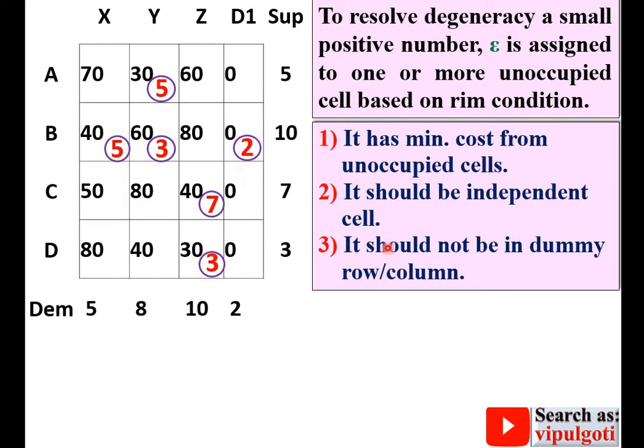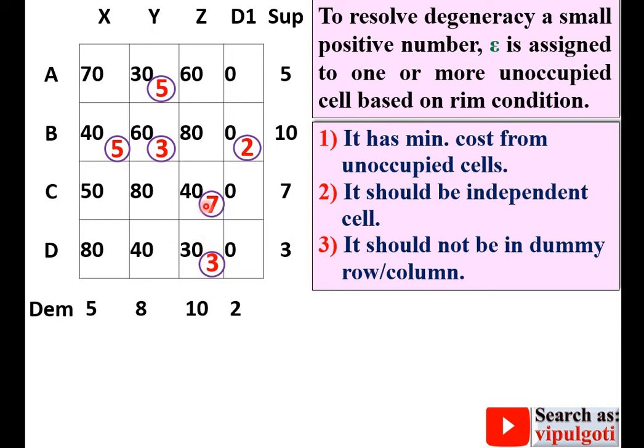But according to the third criteria, it should not be in a dummy row or column. So my next minimum value from unoccupied cells is 40. So I can assign epsilon over here. But you know that the cell should be the independent cell. So check whether you can make a loop from this cell or not.